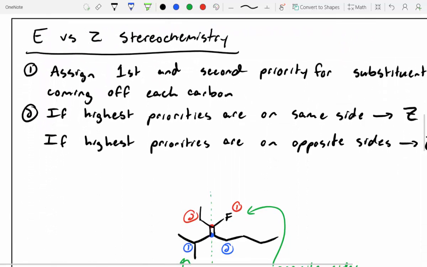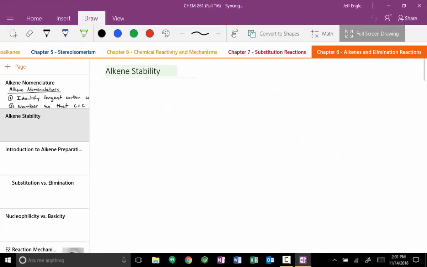Primarily, we have to assign stereochemistry to alkenes using E or Z nomenclature. So make sure that you understand that. You can also read through the book or come ask me questions if that video still doesn't make sense. But let's continue on to alkene stability really quick.